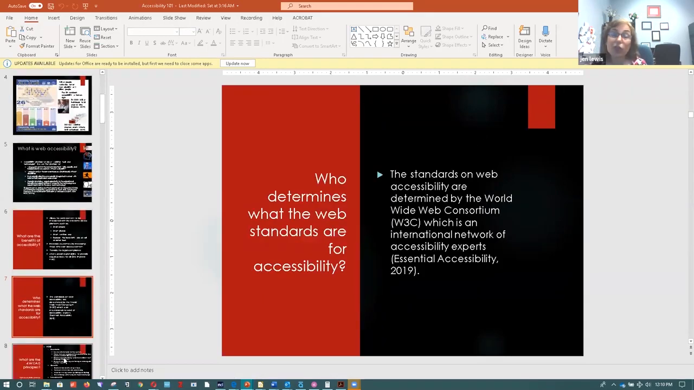So, who determines the standards? The standards are not determined by a government agency. They're actually determined by the World Wide Web Consortium, or W3C. It's an international group of accessibility experts. You've probably seen the WCAG standards on their website, but they are not a government entity.